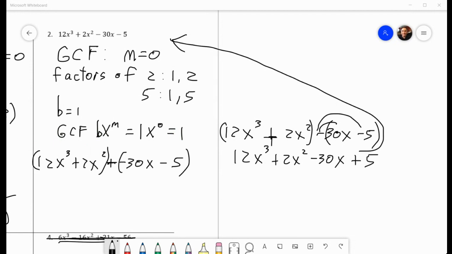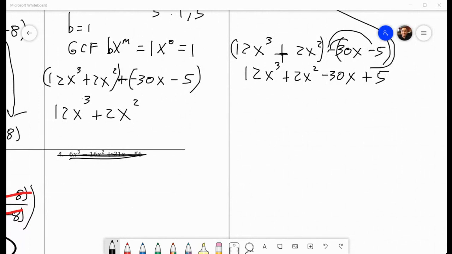But now we can factor each of those groups individually. So let's handle the first one. Hold on, let me fix my handwriting. There we go. So we want to get the GCF of this 12x cubed business. Let me bring it down a bit.